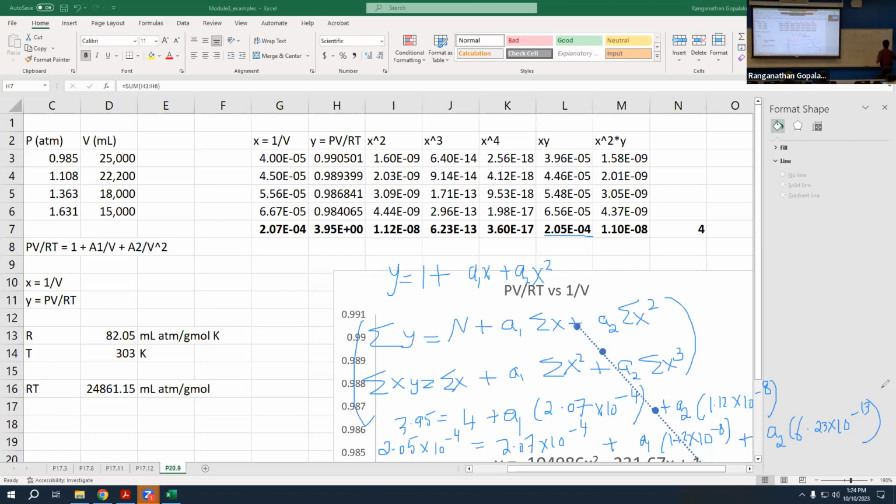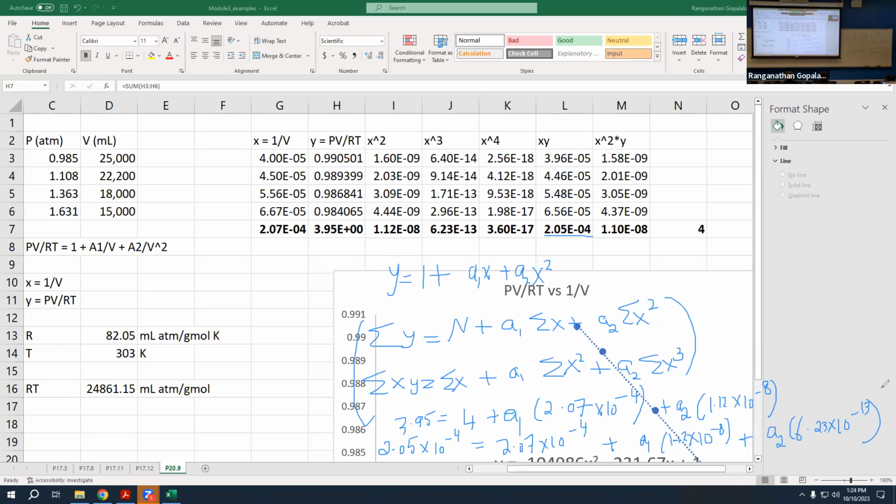So I have this functional form. How do you generate two equations? Sigma y equals n plus a1 sigma x plus a2 sigma x squared. That is the first equation, which is 3.95 equals 4 plus a1 times 2.07 times 10 to the minus 4, plus a2 times 1.12 times 10 power minus 8.